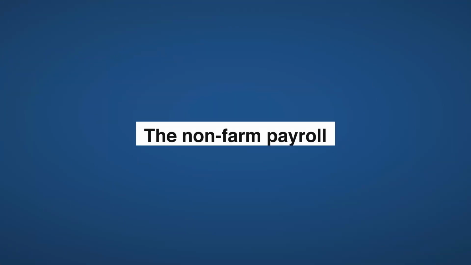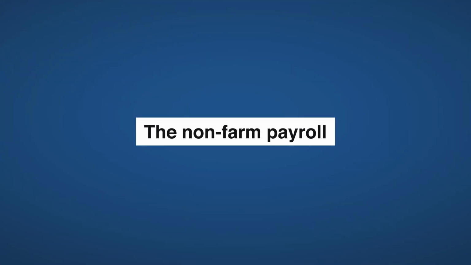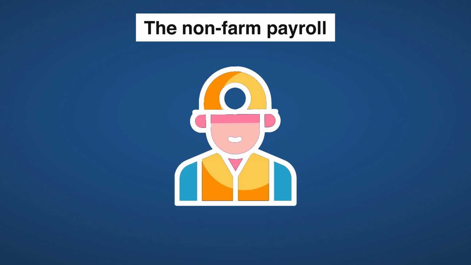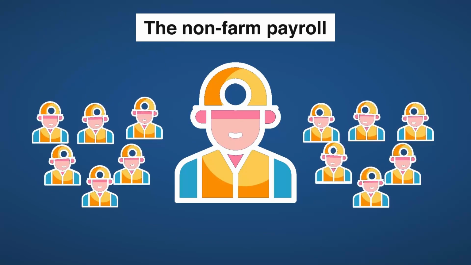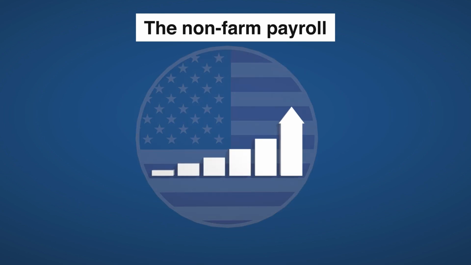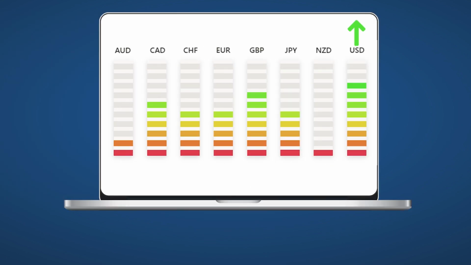The non-farm payroll. Now this is released usually on the first Friday of every month, and this is key job growth data for the United States. If the number comes in high or higher than expected, it illustrates the US economy is growing, which potentially could mean the US dollar may gain strength against the likes of the euro, the Great British pound, the Swiss franc, and Japanese yen, etc.